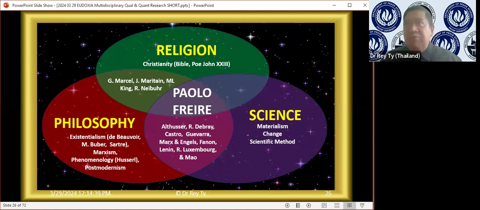And one very famous author in the social sciences would be Paulo Freire from Brazil. He is able to combine religion, science, and philosophy. Although he's a Christian, he's also deeply embedded in philosophy, and he's able to combine the two by using some existentialist and phenomenological authors, Gabriel Marcel, and then Jacques Maritain, Martin Luther King, and Reinhold Niebuhr. So these are people who were able to merge religion and philosophy. But Paulo Freire is also scientific.